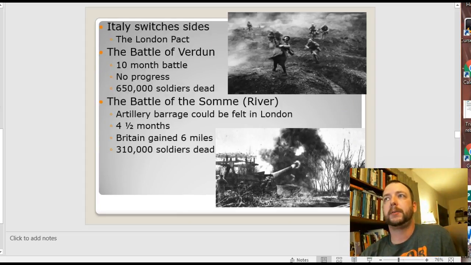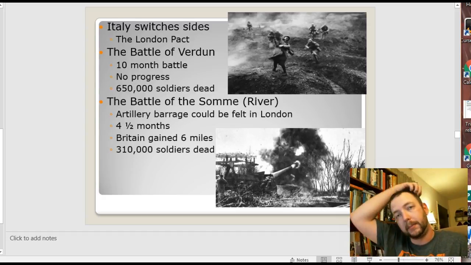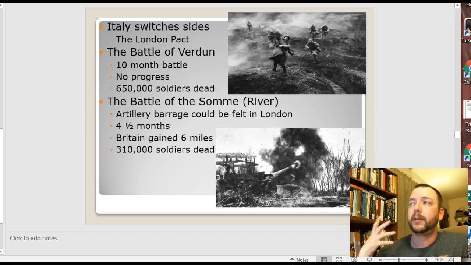Italy, for their part, ends up switching sides in the middle of the war, and it has to do with territorial disputes. They're having some massive territorial disputes with the Austro-Hungarian Empire, so they enter the London Pact and decide to switch sides under the understanding that they will take some of this territory that they want from the Austro-Hungarian Empire after the war is over.